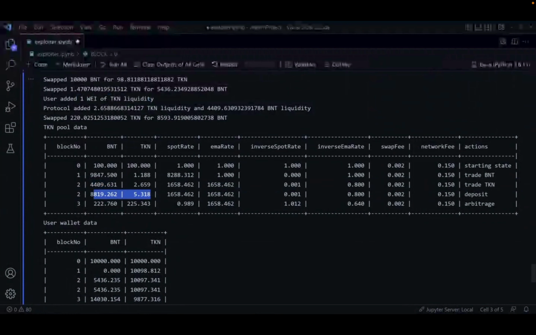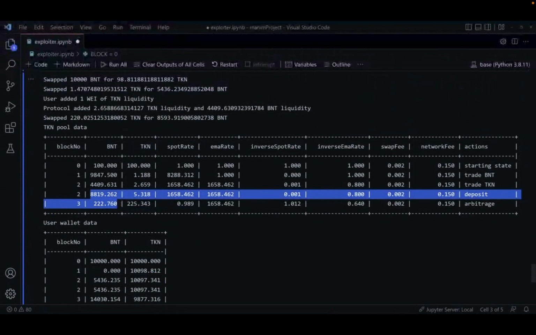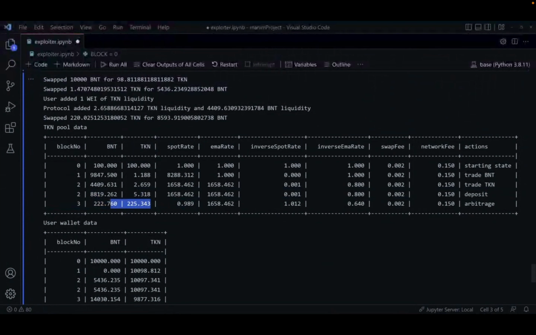So after the protocol updates these balances, now what the attacker has essentially done is they've caused the amount of BNT that's available to them to arbitrage to double. And so their last action is to then arbitrage this pool back to its starting spot rate, or at least nearest to its starting spot rate. So they trade their tokens back in, they extract 8,000 of this BNT, and now there's no arbitrage opportunity left in the pool.